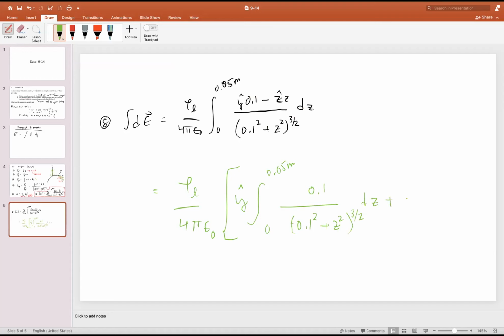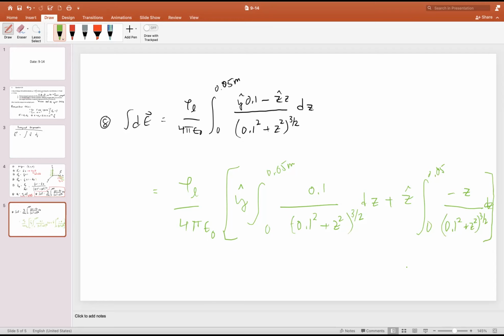And then the other one would be in the z direction. And I have just enough space for it. So like this.